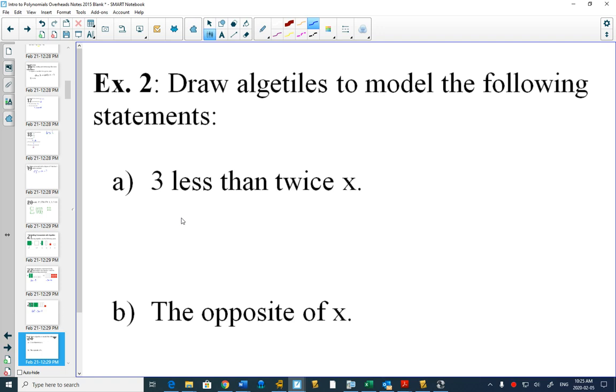Okay, your job on the next one is to draw. There's 4 examples there. You read the words, 3 less than twice x, and you draw Algetiles, and you can write the mathematical expression as well. You can decide what you want to do first, draw the Algetiles or write the mathematical expression.